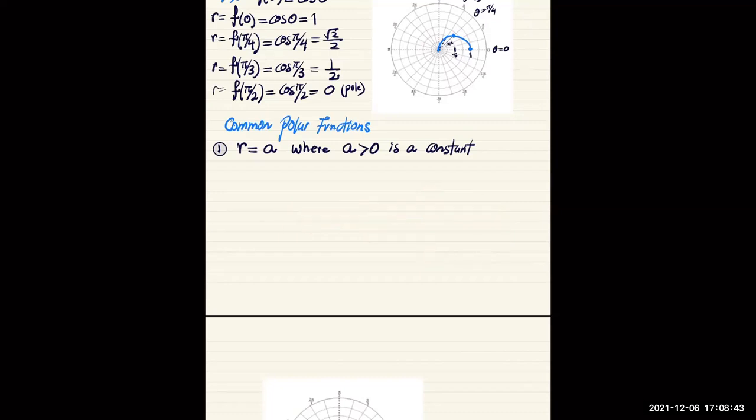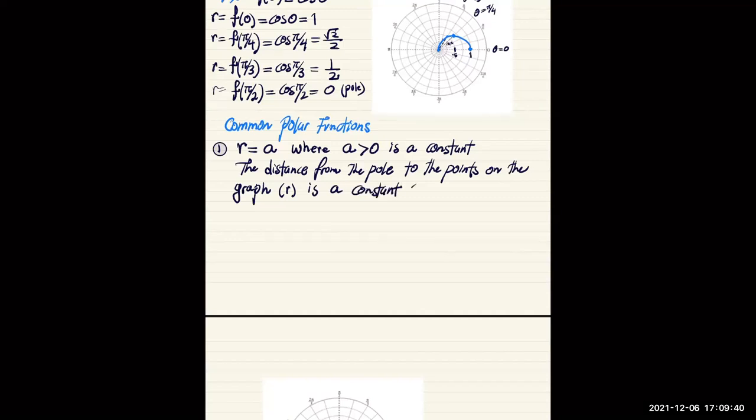But we are in the polar space. This is something very different. This is actually a circle, okay? What this equation tells you is that r is the distance. The distance from the pole to the points on the polar graph is constant. That's exactly the definition of the circle. So we're talking about r being a constant a. This is the definition of a circle centered at the origin.